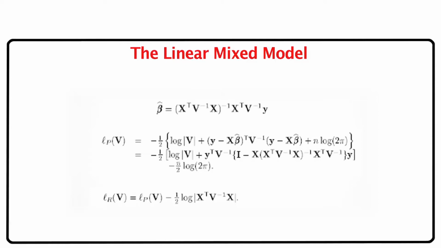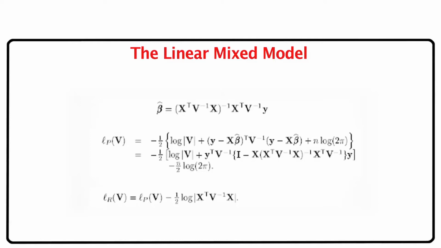It turns out that the estimate of beta has a closed form expression and looks very much like the GLS estimator. So beta hat is equal to (X prime V inverse X) whole inverse X prime V inverse Y. This assumes that the estimate of V is known. In practice, V is unknown and beta and V must be estimated iteratively.